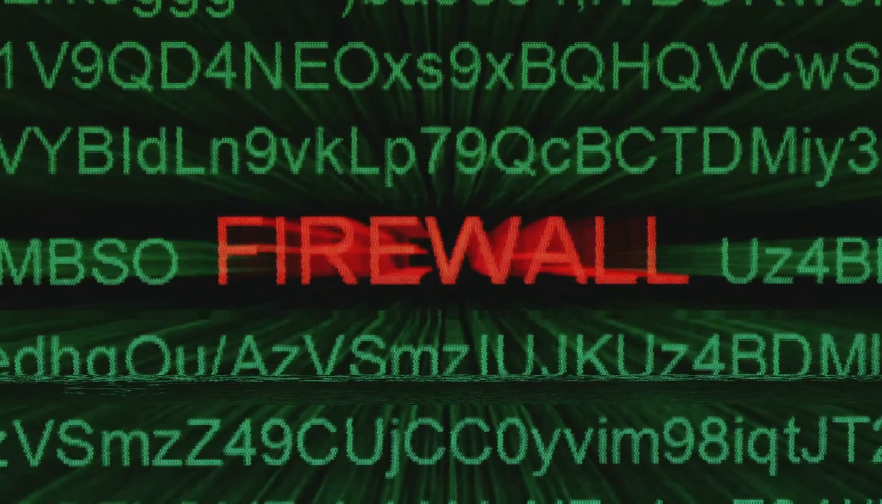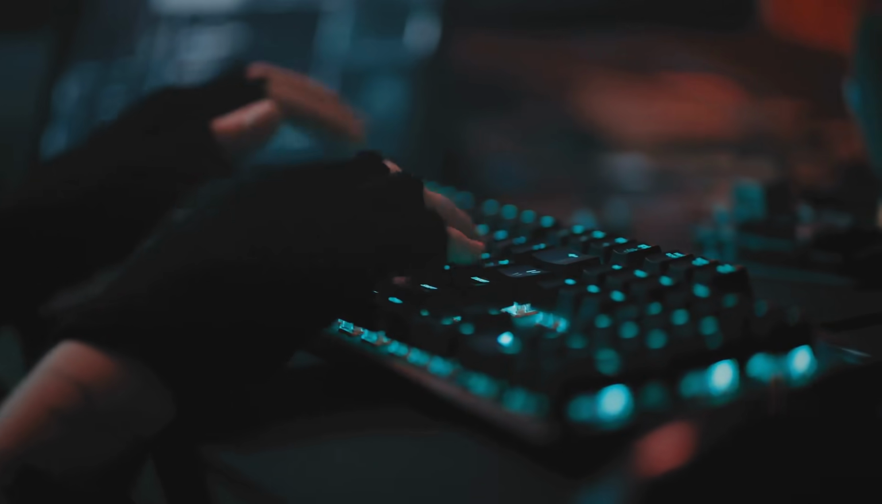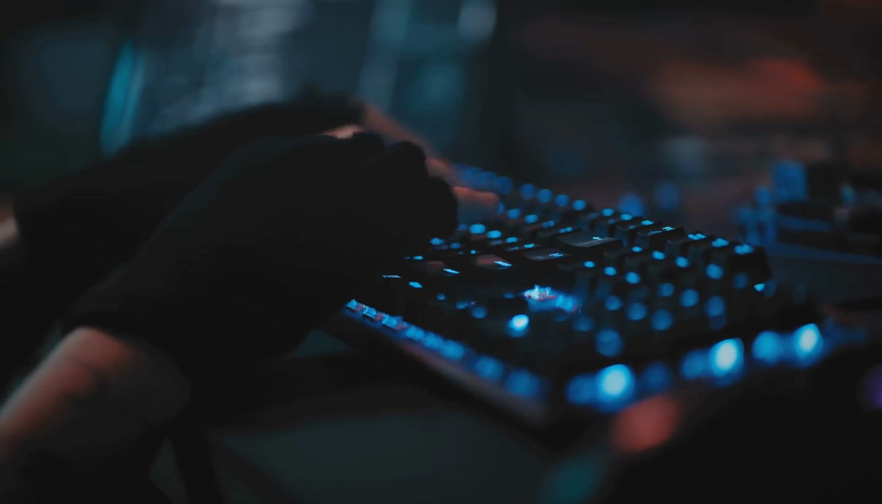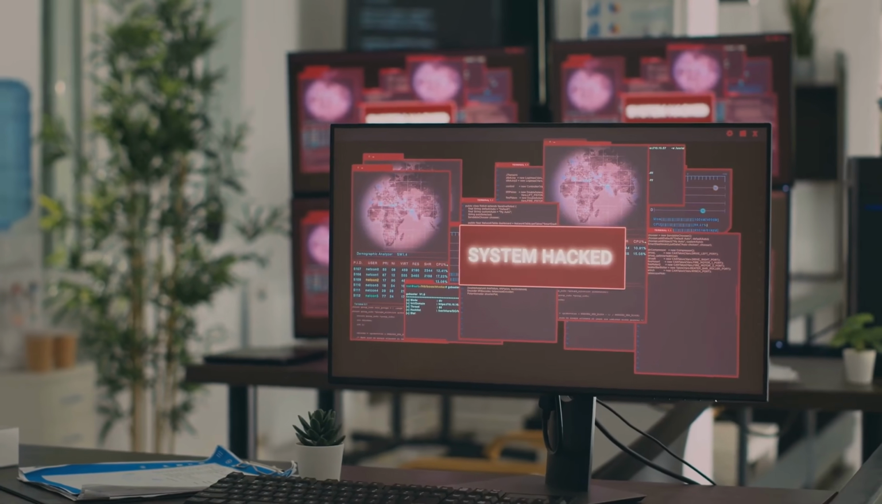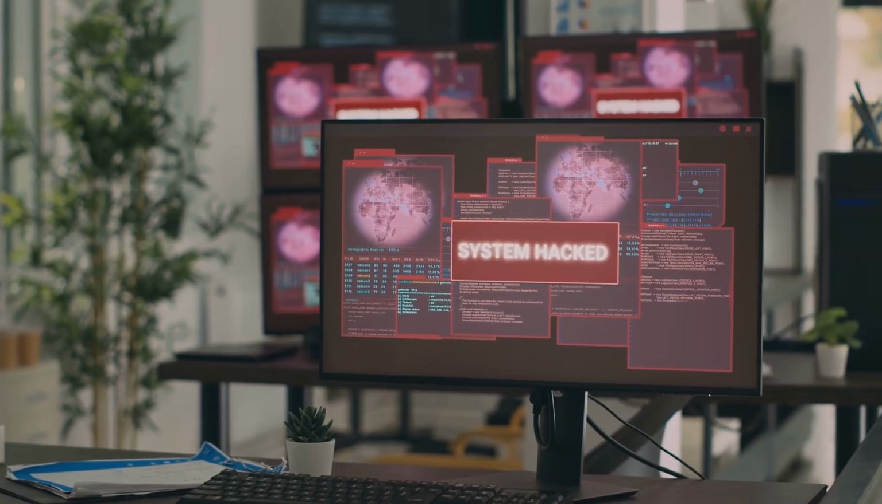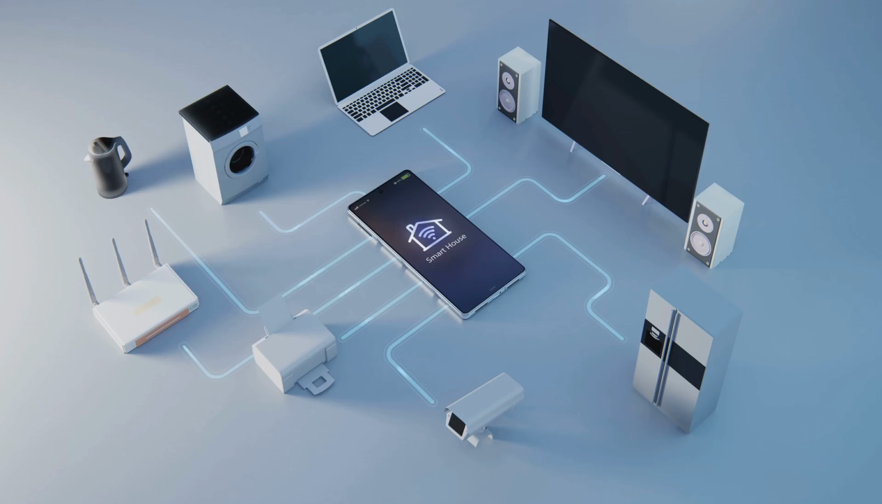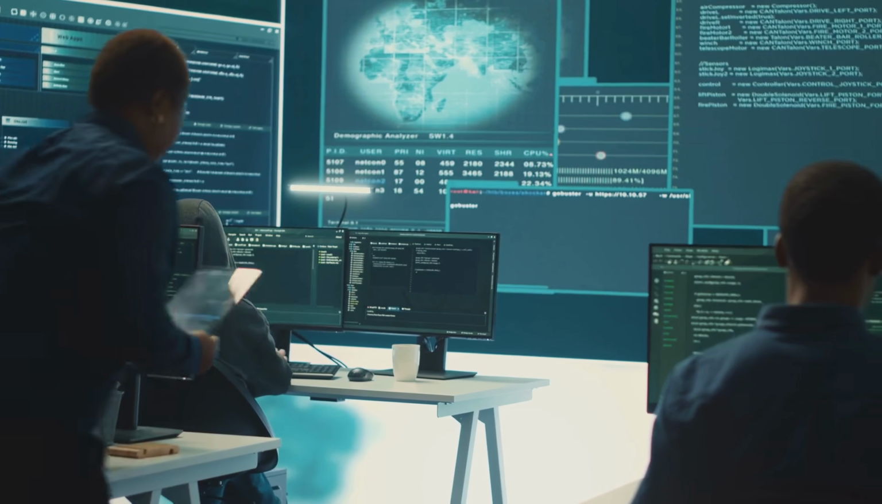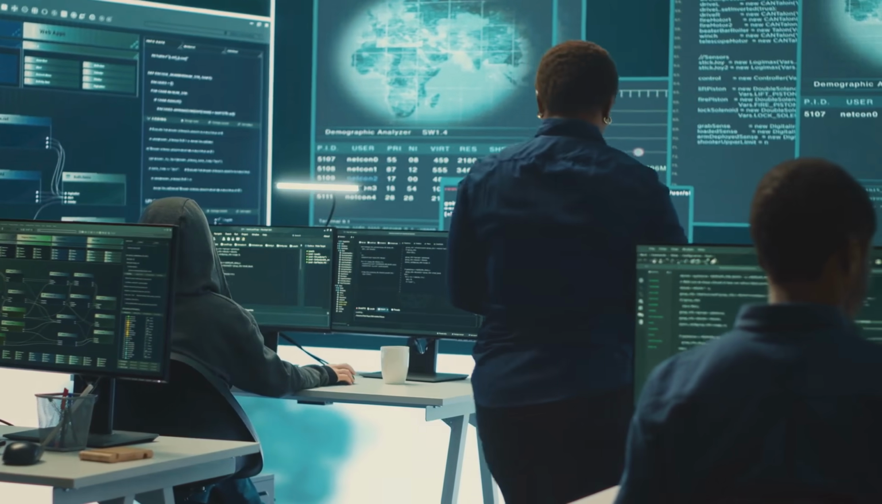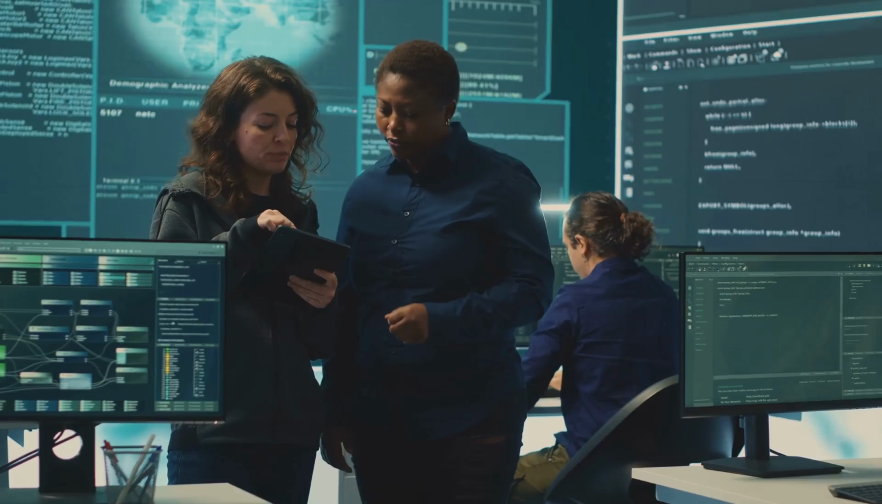I'm sure you've heard the news. Cybersecurity is more important than ever. Cybersecurity refers to the practice of protecting systems, networks, and programs from digital attacks. These cyber attacks are usually aimed at accessing, changing, or destroying sensitive information, extorting money from users, or interrupting normal business processes.